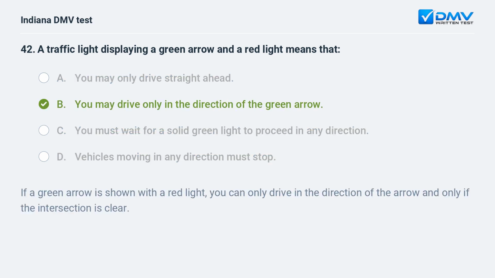b. You may drive only in the direction of the green arrow. If a green arrow is shown with a red light, you can only drive in the direction of the arrow and only if the intersection is clear.